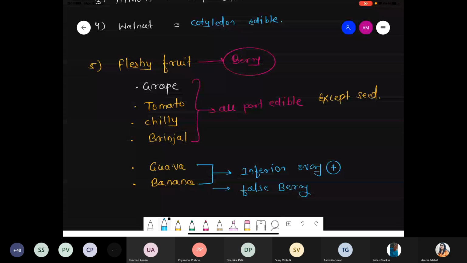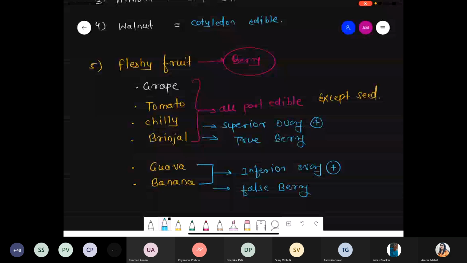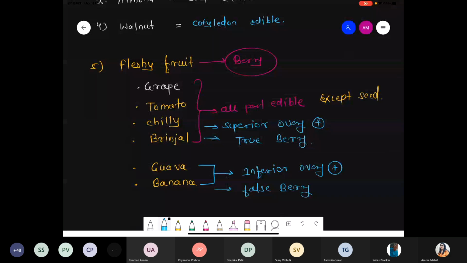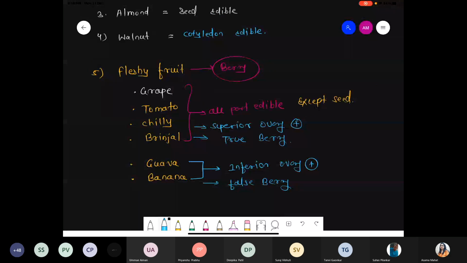A false berry. And whenever we are talking about these berries, grapes, tomatoes, chili, and brinjal, they have a superior ovary. And obviously, if you are talking about the superior ovary, all these examples come under the true berry condition. Done? That's it. So chili, brinjal, yes, it is a fruit. It's not a vegetable. It's a part of fleshy fruit. More specifically, it comes under the berry.